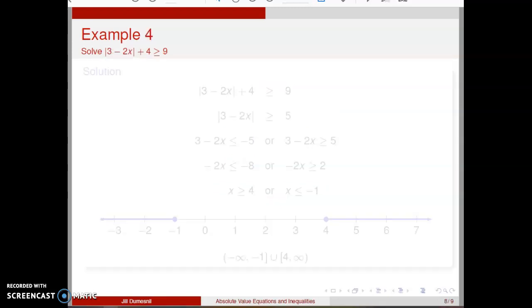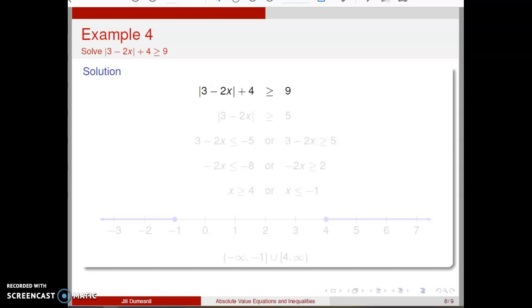Now let's consider another example in which the absolute value expression is not isolated. We begin with the given inequality that the absolute value of 3 minus 2x, plus 4, is greater than or equal to 9. The only situations we know how to handle have the absolute value isolated on one side of the inequality. Thus, it seems reasonable to subtract 4 from both sides of the inequality. Now we have an absolute value greater than inequality that we can address.